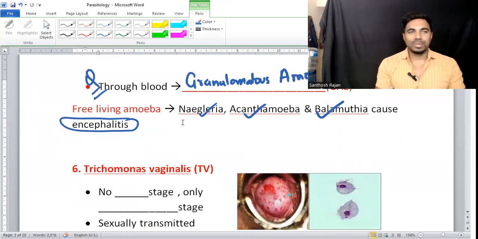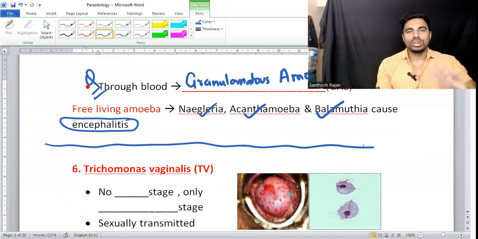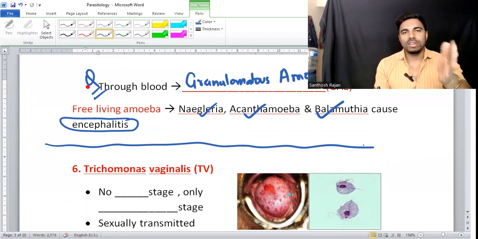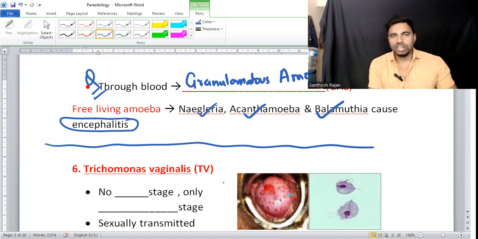Now, next is Trichomonas vaginalis. So these free living amoeba basically cause encephalitis. Now one more thing, Trichomonas is totally different. It affects the genital tract, the female vagina, and it causes vaginitis. It is one of the causes of vaginitis.